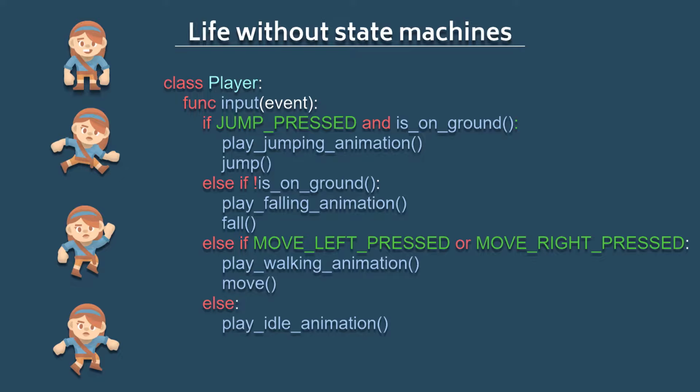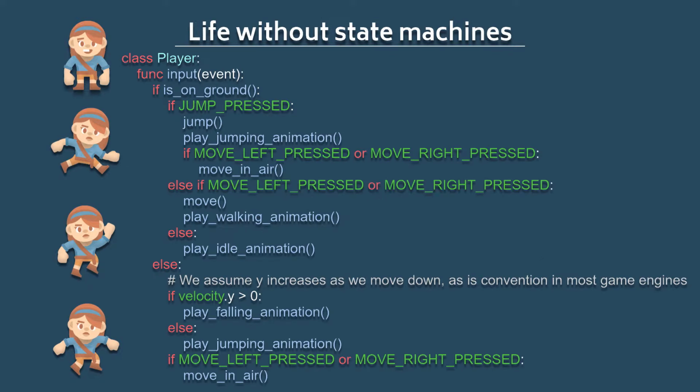Except that, as written, the jump animation will only play for one frame before defaulting to the falling animation, and the player can no longer move when they're in the air. So we need to do some more checks to this code and add in a little bit of refactoring, and we might end up with something like what I have here now. It's serviceable, but what if we want to add in a double jump, or maybe an attack?